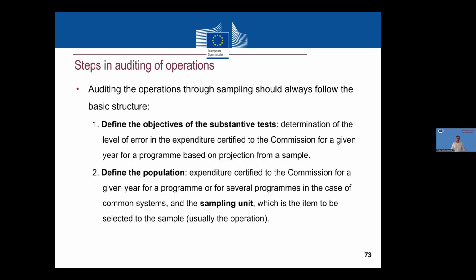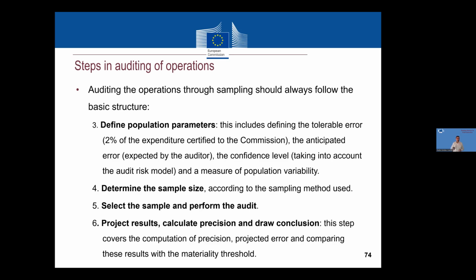In any case, we always start by defining the objective of our substantive test, which is basically to estimate the amount of error in declared expenditure and to conclude whether the population contains material error. We have to define the population, which typically corresponds to a program or a group of programs in a certain accounting year. We have to define the sampling unit. Very often the main sampling unit is the operation, but it can be the project or the payment claim, and the subsampling unit, if used, can have different forms.